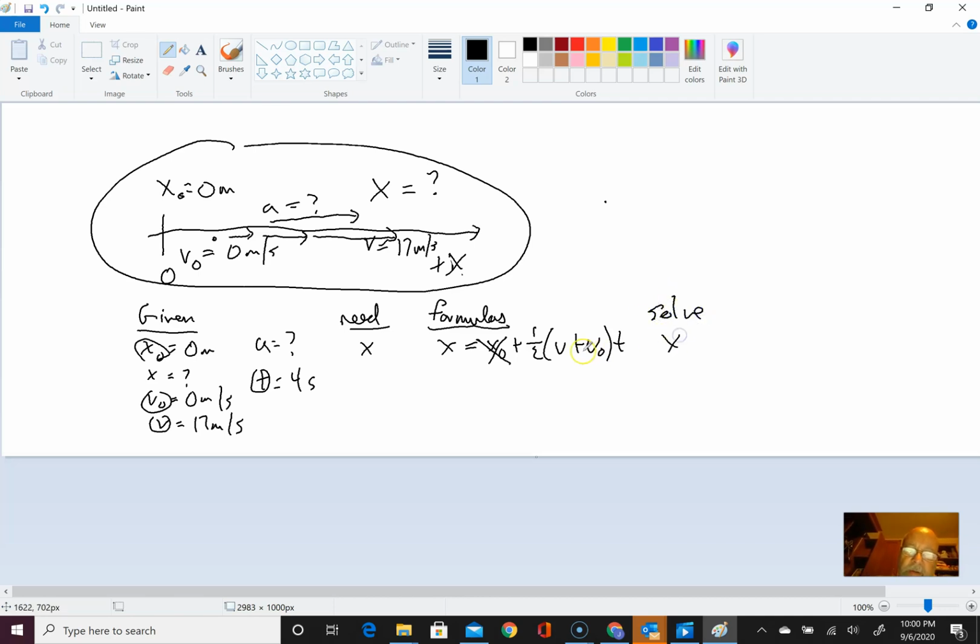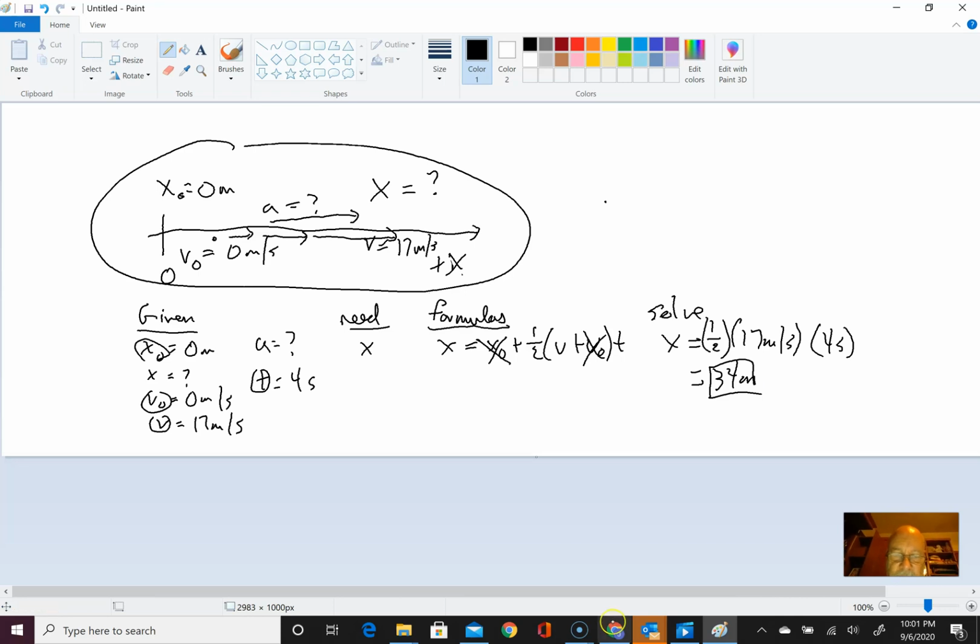I'm going to say, oh, and by the way, my initial velocity there was 0, so that drops out too. So x equals 1/2 times v, which is 17 meters per second, times time, which is 4 seconds, and that's going to give me 34 meters. Okay, so this is how a motion diagram is going to help us. A motion diagram will collect all of the information for us so that we can see it right in front of our faces, and it'll do it in a way that it won't let us forget anything.